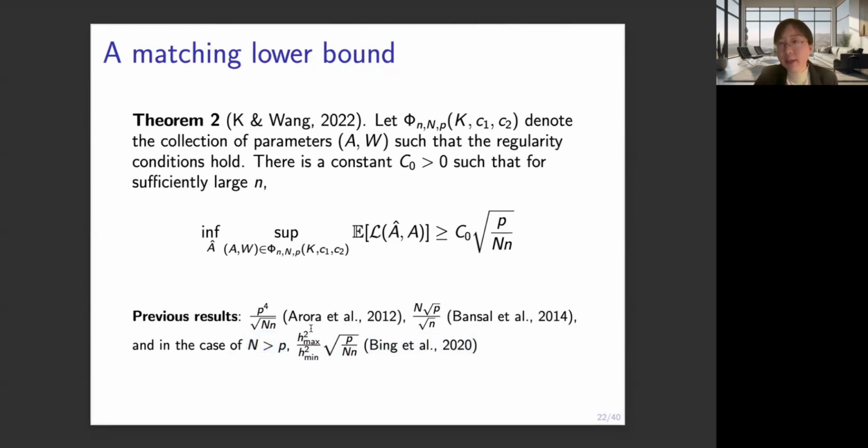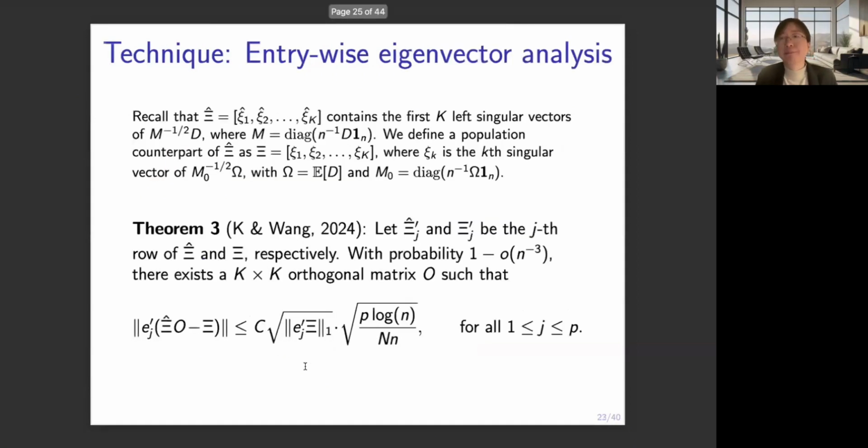Additionally, their rate assumes no frequency heterogeneity, which is not realistic, but our rate actually holds under severe frequency heterogeneity. We don't have this additional factor here. Okay. So the main technique behind the proof is some very delicate entry-wise eigenvector analysis.